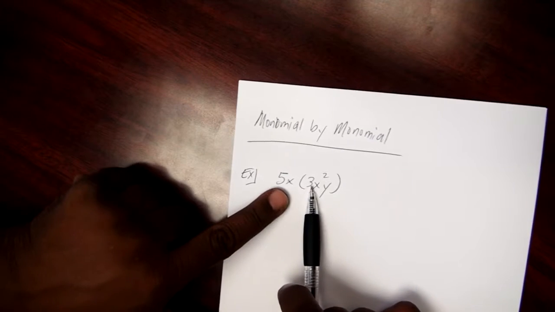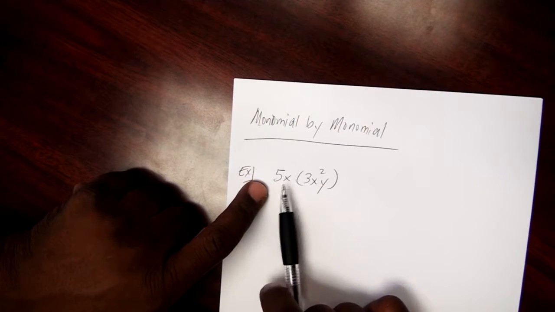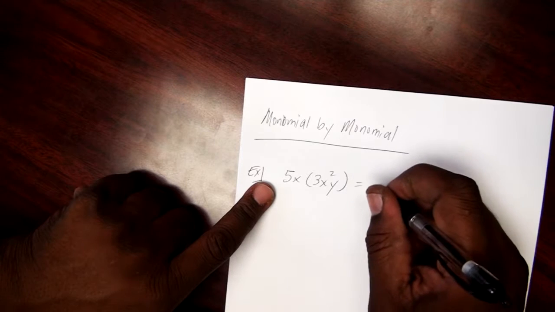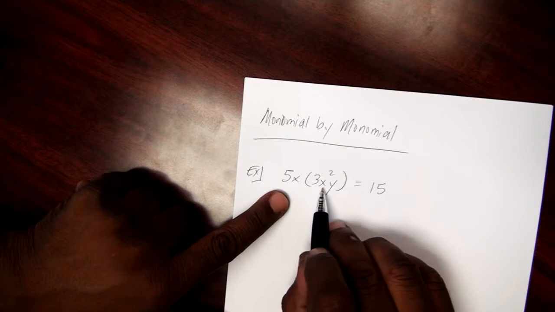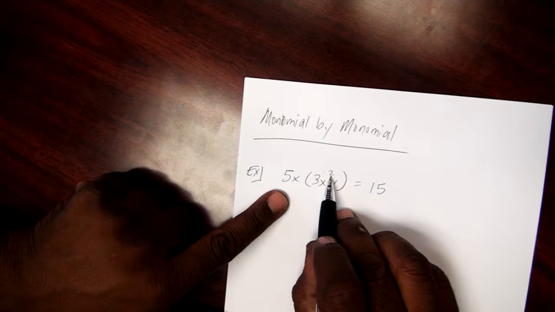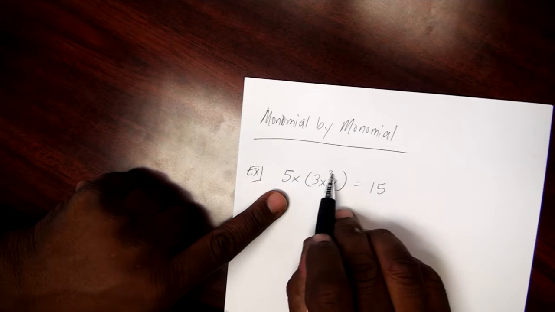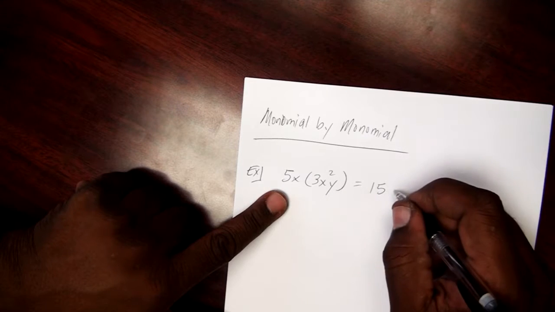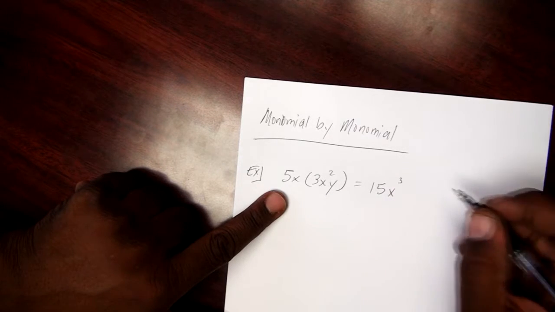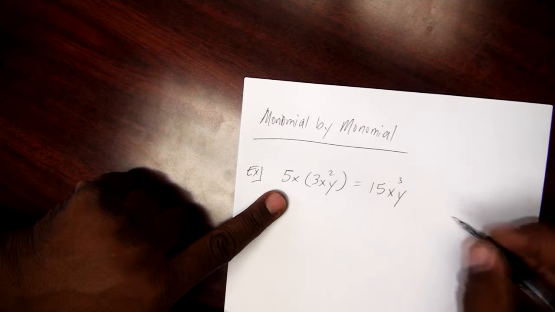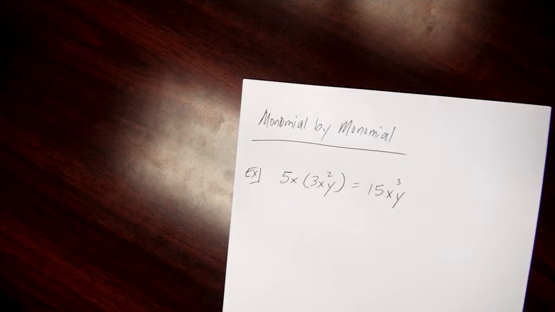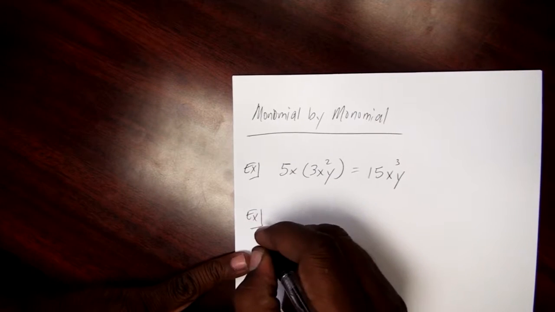I want to simply multiply my coefficients. 5 times 3 is 15. I'm going to multiply x to the 1st times x to the 2nd. And that product rule tells me to add exponents, so I get x to the 3rd. And I'm simply going to carry along my y variable. So I get 15 x to the 3rd times y. Let's take a look at another example.